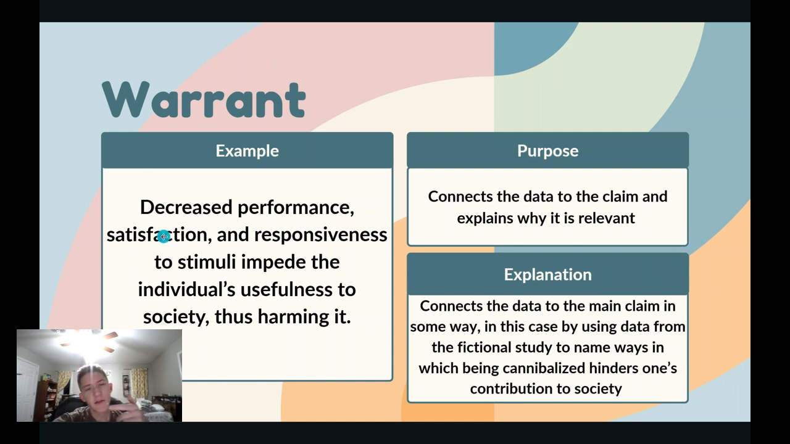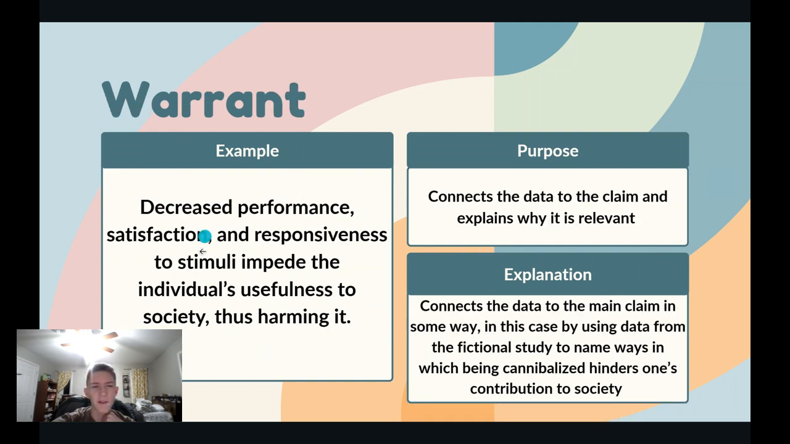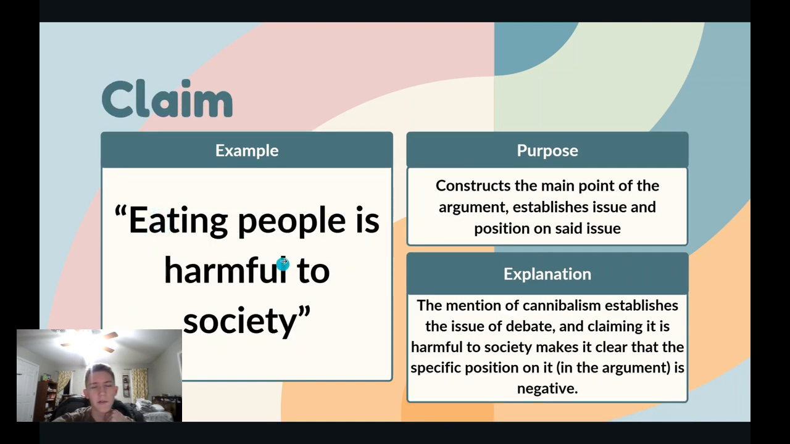Our warrant here, specifically, is that decreased performance, satisfaction, and responsiveness to stimuli impede the individual's usefulness to society, which is a way of causing harm, or it can be interpreted as such. And that is all connected to our previous data, which is stating that being consumed by another being decreases all of these. And here we're saying that that harms society. So we're connecting it all the way back to the original claim that eating people is harmful to society.